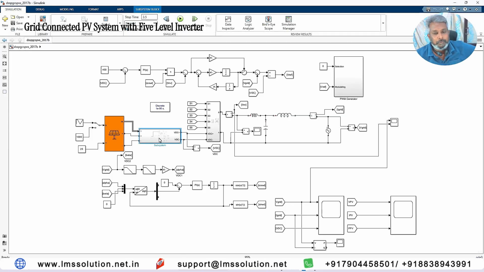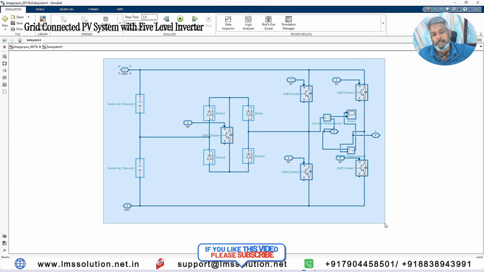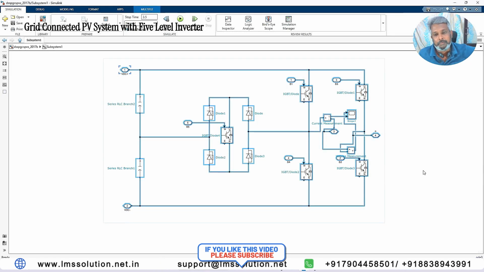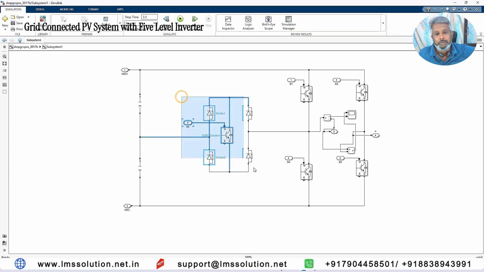The next stage is the 5 level inverter. Here you have the 5 level inverter, connected to the output of the boost converter and to the output filter side, the LCL filter. This is known as a hybrid multi-level inverter with a reduced number of switches. Here we are using only 5 IGBTs to generate the 5 level output. This is a bidirectional switch, so it operates in both directions.